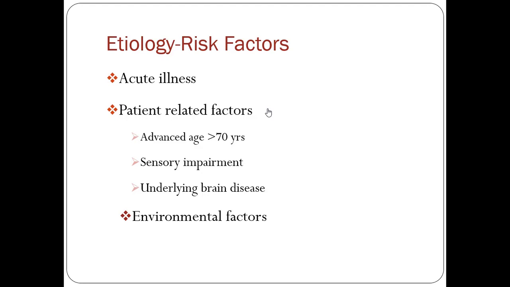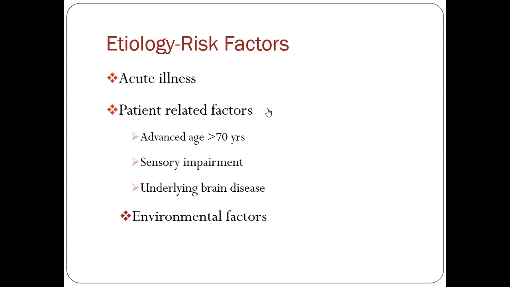Second, patient-related factors. It's more common in patients of advanced age, more than 70 years. Why is it more common in advanced age? Sensory impairment. A patient of advanced age may have various kinds of sensory impairment, some hearing impairment, some vision impairment, and underlying brain disease. As the age advances beyond 60, beyond 70, there is something called age-related cerebral degeneration, or cerebral atrophy, that sets in, especially by the age of 70 years.